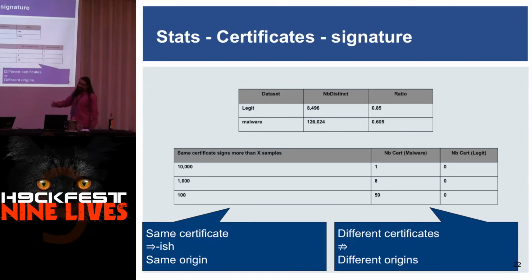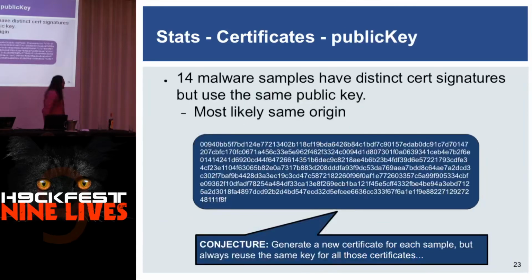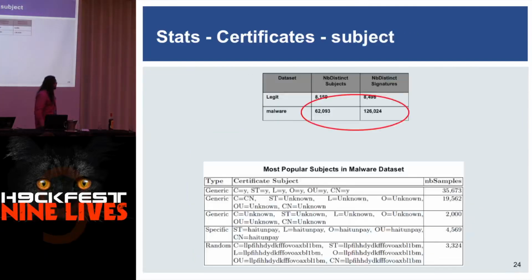And this is going to take us a bit deeper. The next step: we found 14 malware samples that have distinct certificates, but all those certificates use the same public key, and obviously the same private key. So they're most likely coming from the same place. For each sample, the guy generated a new certificate, but he went through the trouble of reusing his old key to generate each new certificate, so he made sure it would be easy for me to spot him. So thanks, man.